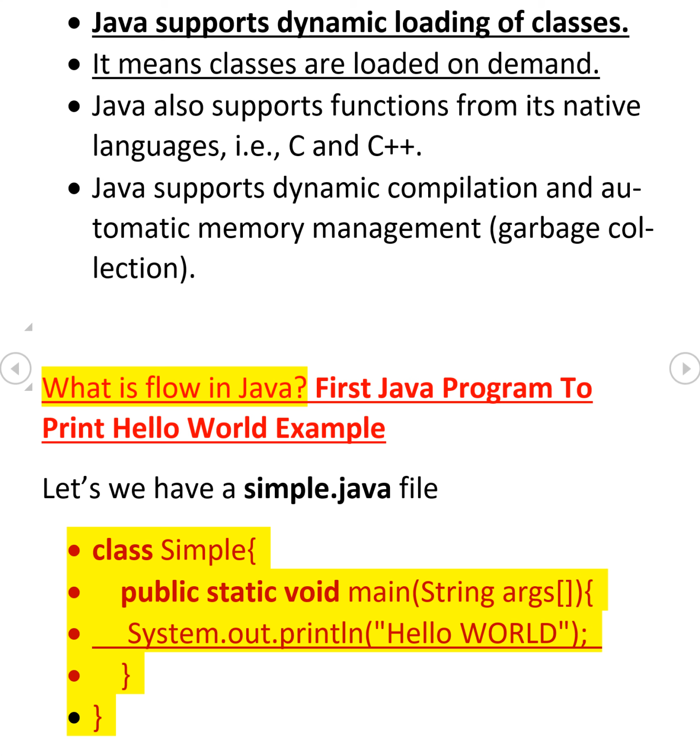What is the flow of the program? Let's see, we have a simple.java file, and we have written a simple class, and we want to print hello world as we discussed in the class. Before writing any class, you have to give the predefined keyword class, then a class name, and then the curly braces start, and this is the ending brace. In between, this is the main method, public static void main, and this is the String argument. Inside that we have given System.out.println, that is to print the hello world. So this is a very simple program.